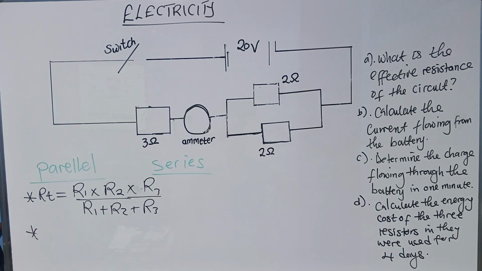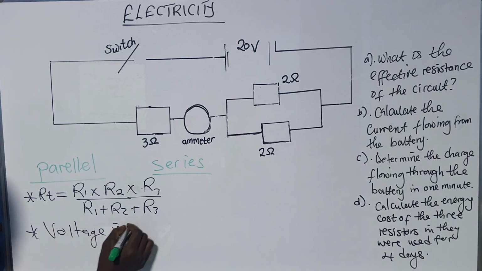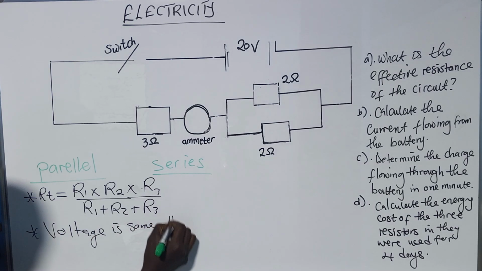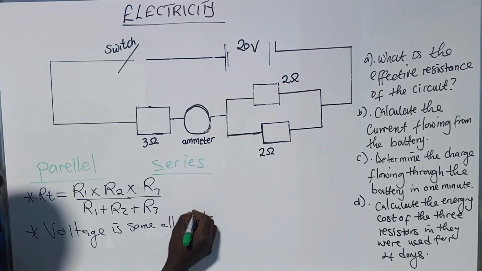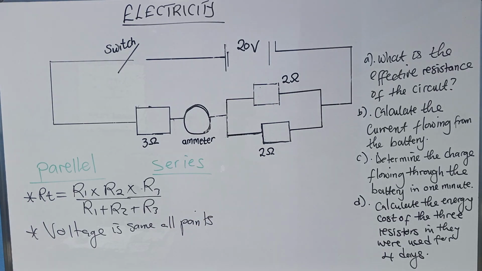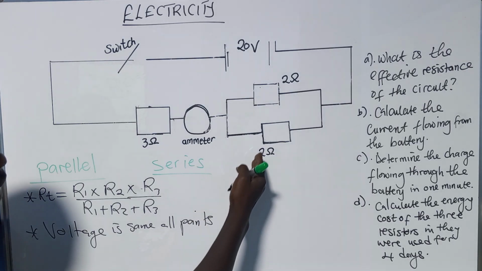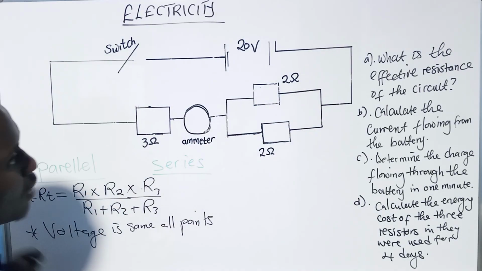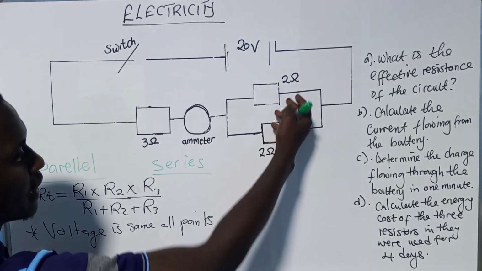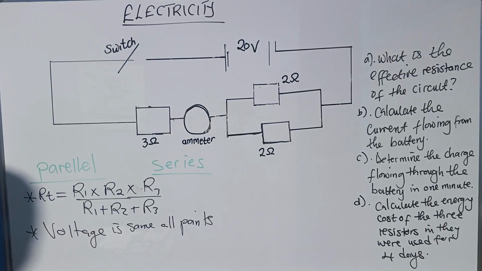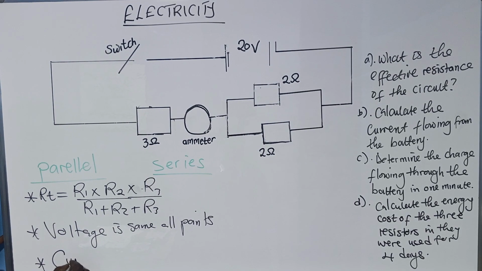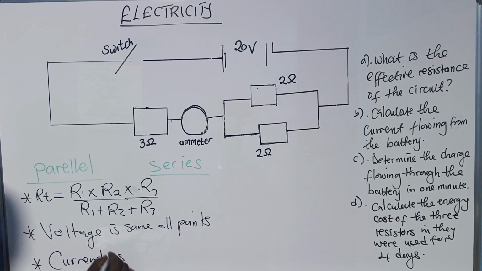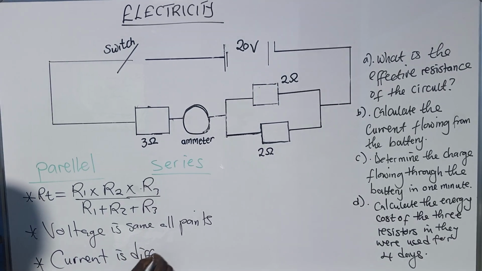Even if there are four, all the same, you are going to use the same formula. Number two, the point that you need to know is that voltage is the same at all points. Meaning, when we come to our diagram here, this voltage 20 is the same everywhere as long as it is in parallel. So this one and this one, they have the same voltage. Then number three, current is different at all points.